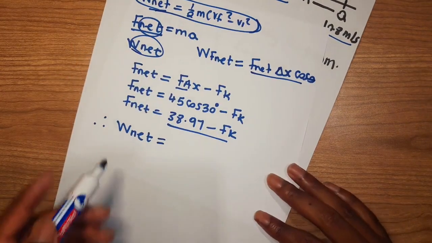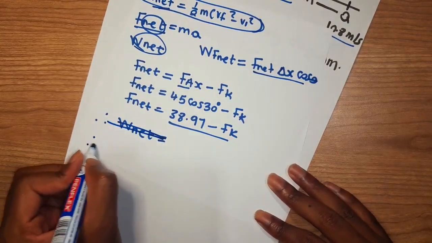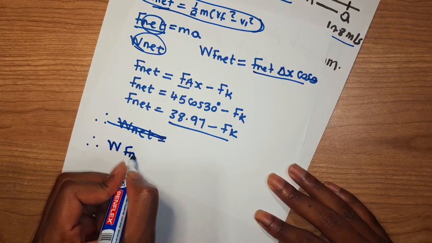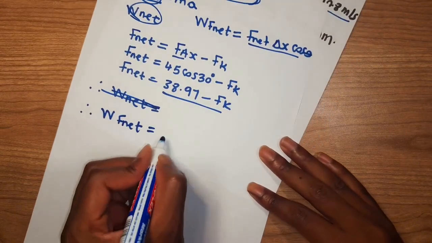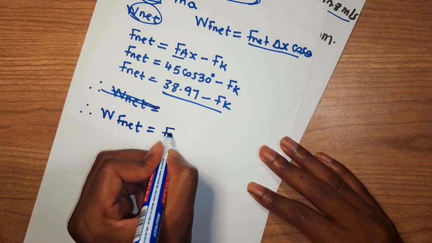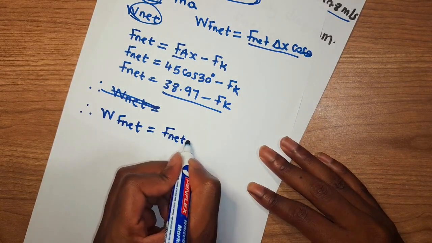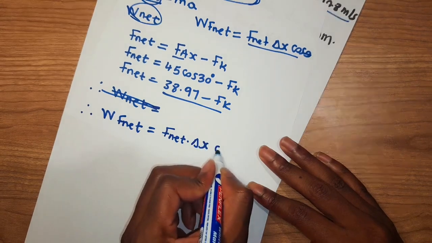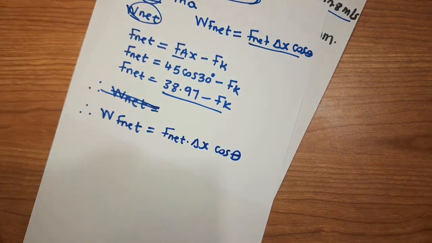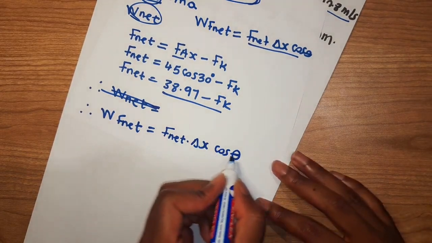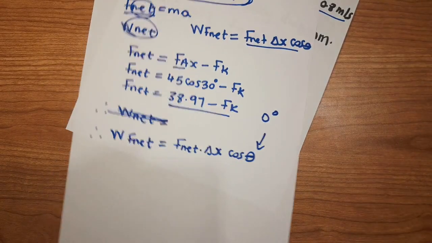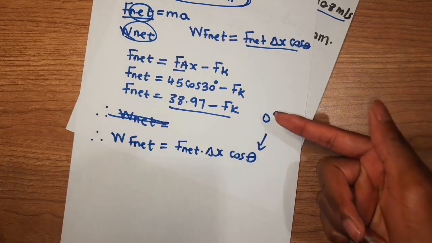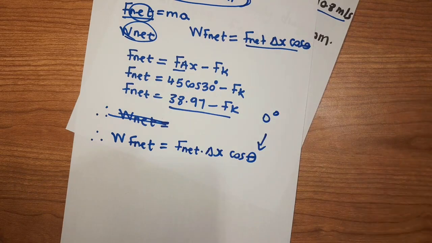So now here we're going to say, therefore, the work done by F net is going to be F net changing X, the cos of theta. Each and every single time when you use F net, theta is always going to be 0 degrees. Don't forget that.